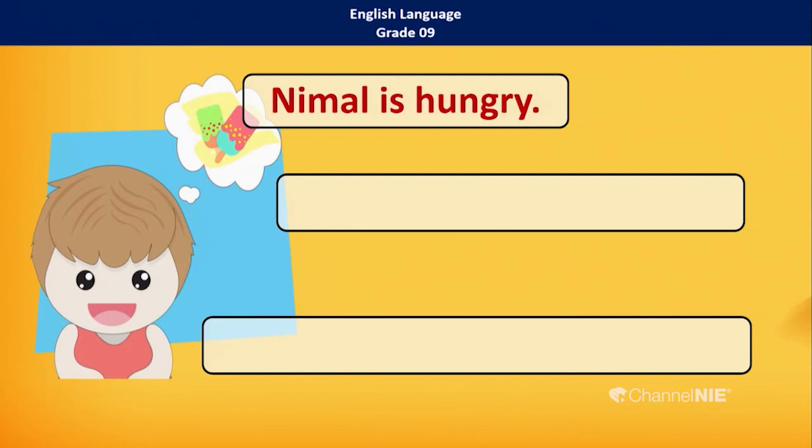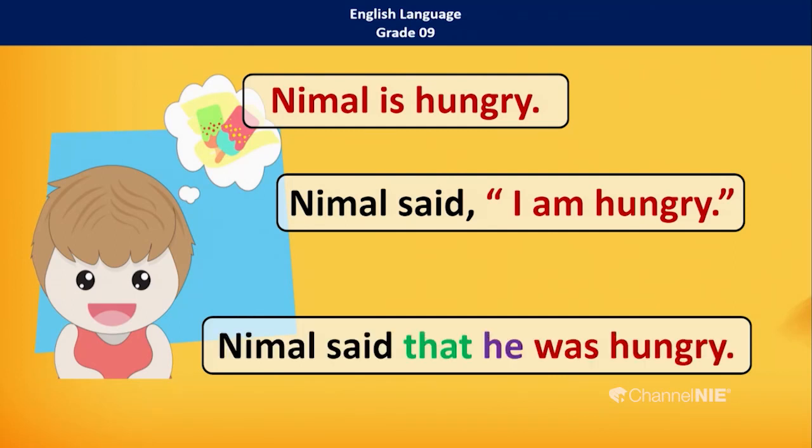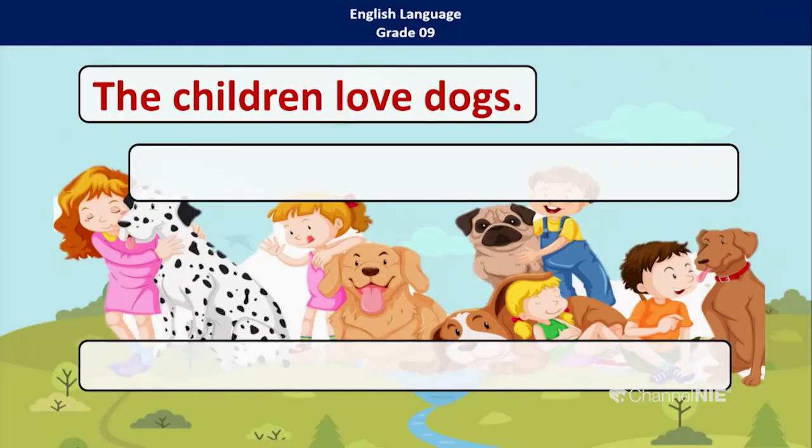Now there's a boy there. He is Nimal. Okay, Ms. Niranji? Yes, Nimal is hungry. All right. How is he going to say this? Nimal said, I am hungry. Direct speech is Nimal said I am hungry. Indirect speech, Nimal said that he was hungry. The use of that, the word that is there, I has become he and was hungry. Nimal said that he was hungry. All right, this is the rule when you change direct into indirect.